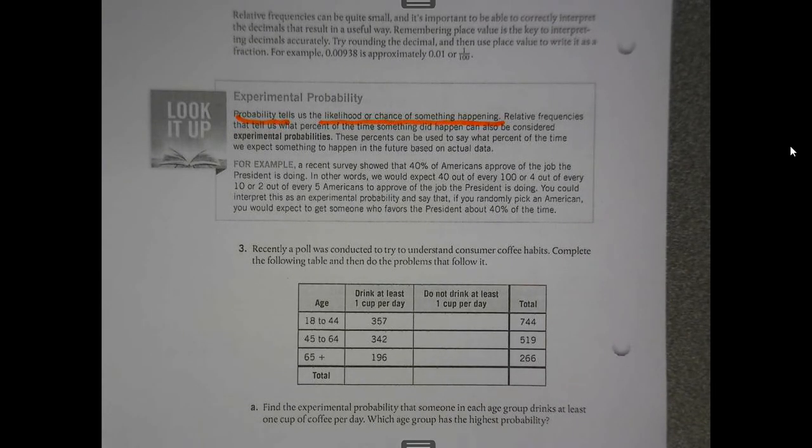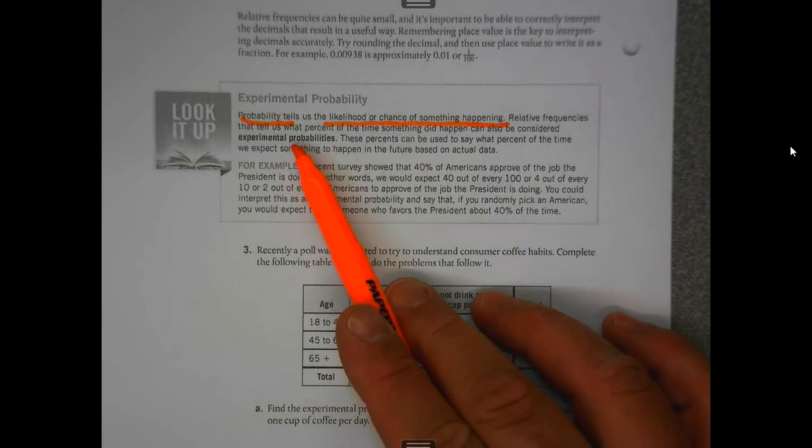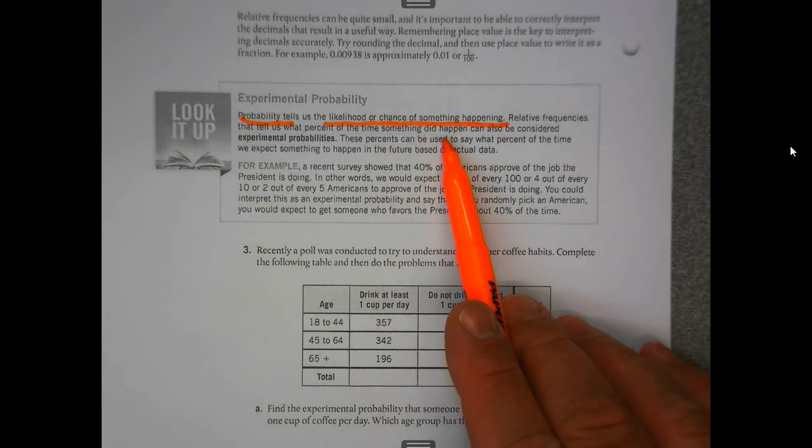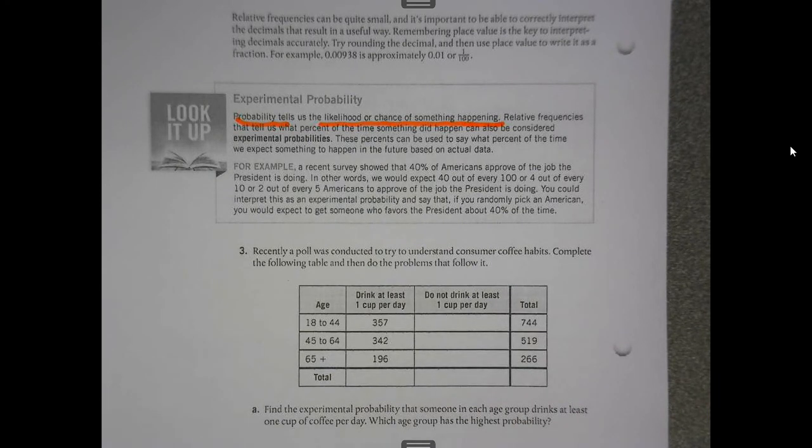These percents can be used to say what percent of the time we expect something to happen in the future based on actual data. Like I said, flipping a coin, the experimental probability, if you flip that coin enough times, is going to be 50%. So let's look at some problems. Again, when we have a table of data, we need to get our totals here. Well, this one's pretty easy.